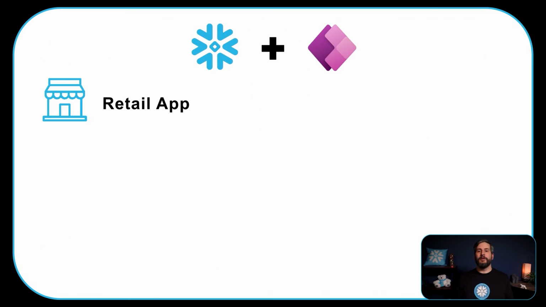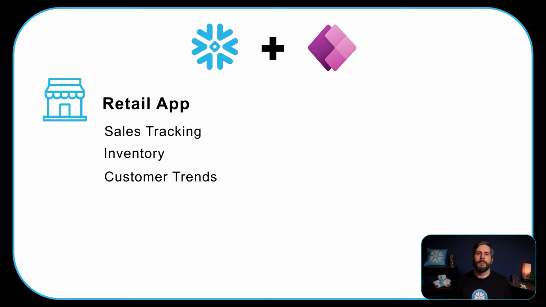For instance, a retail company might use the Snowflake Power Apps integration to build a custom dashboard that tracks sales, inventory, and customer trends in real time. This allows the management team to make more informed decisions, such as adjusting product ordering, optimizing marketing campaigns, and identifying potential bottlenecks in the supply chain.